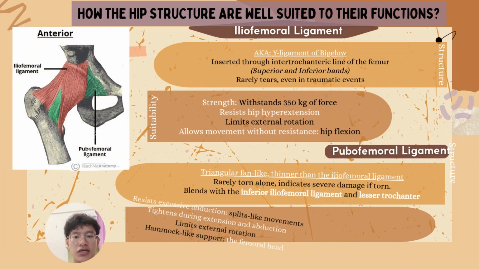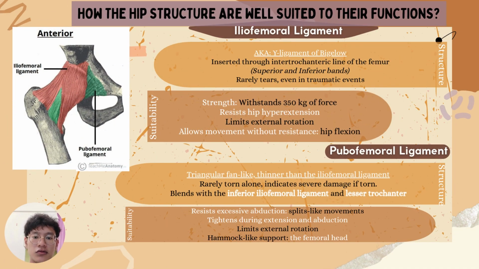Thirdly, we have the iliofemoral ligament, which is also known as the Y ligament of Bigelow. It is inserted through the intertrochanteric line of the femur, forming superior and inferior bands, and rarely gets torn due to its tensile strength. As mentioned before, it can withstand a force of up to 350 kilograms, making it easily the strongest ligament in the body.